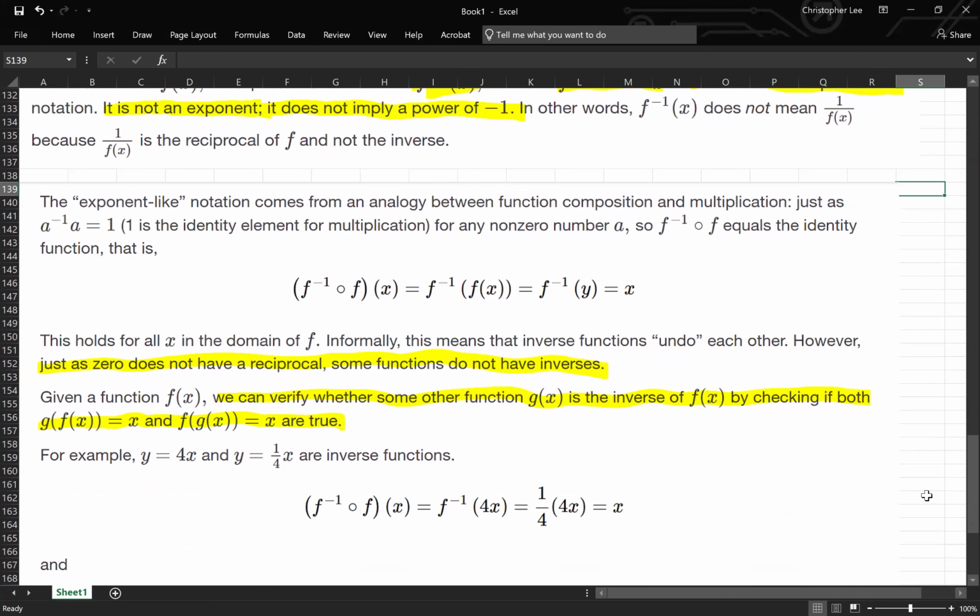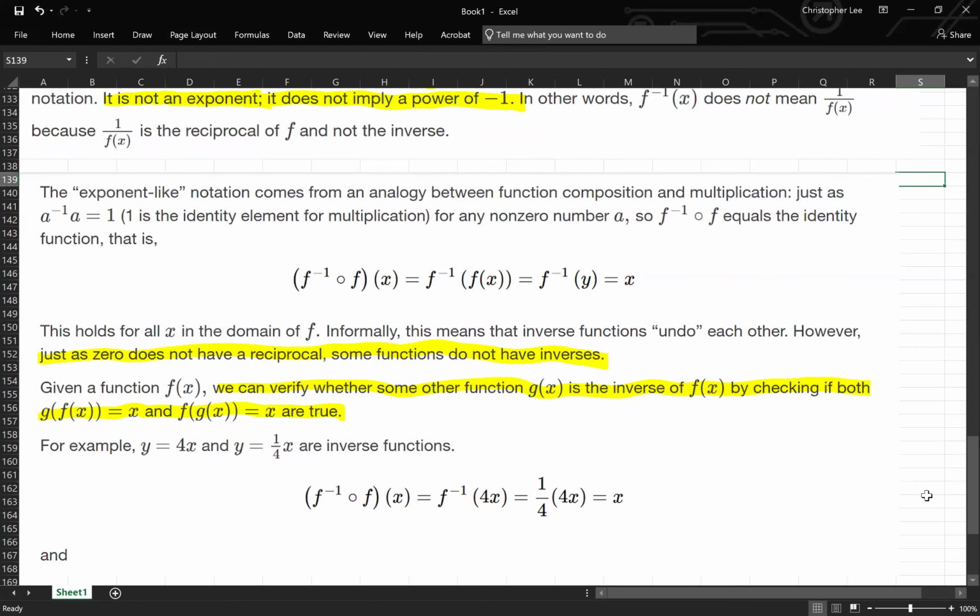So this holds for all x in the domain of f. Informally, this means that inverse functions undo each other. All right? Inverse functions undo each other. However, just as 0 does not have a reciprocal, some functions do not have inverses. So given a function f of x, we can verify some other function g of x is the inverse of f of x by checking if both g of f of x is equal to x and f of g of x is equal to x are true.